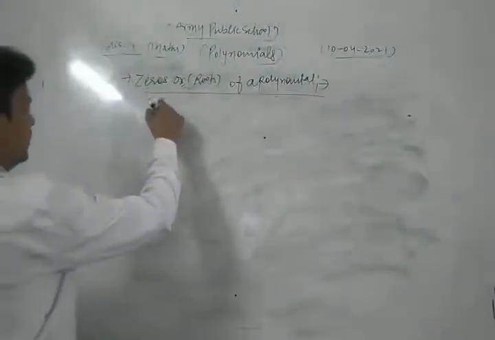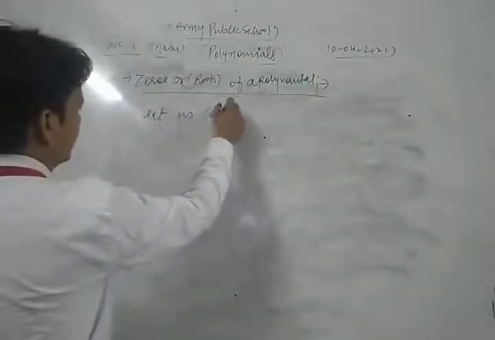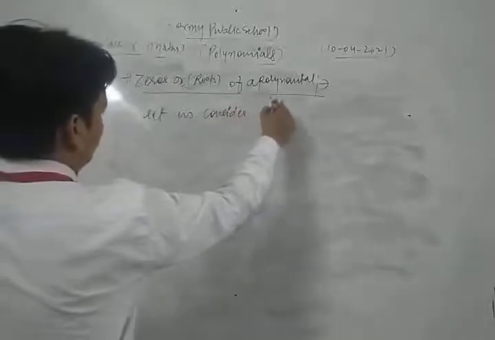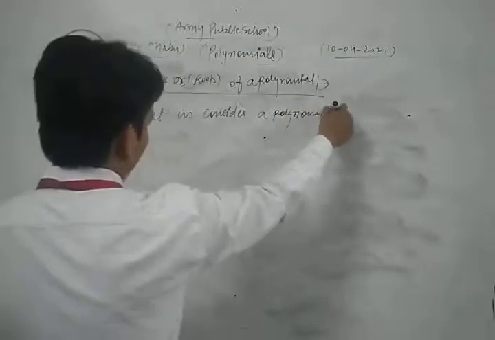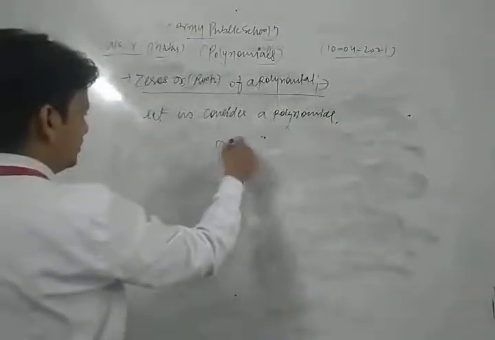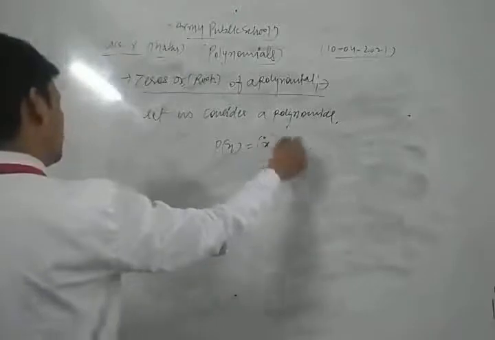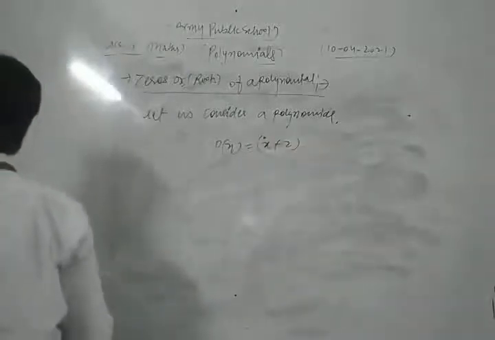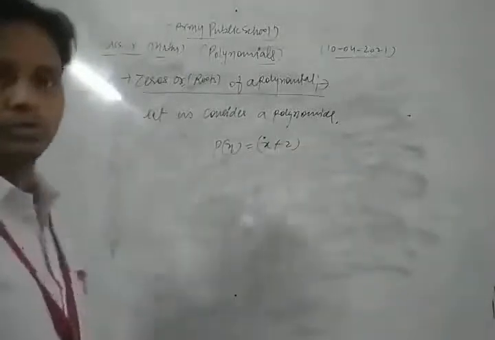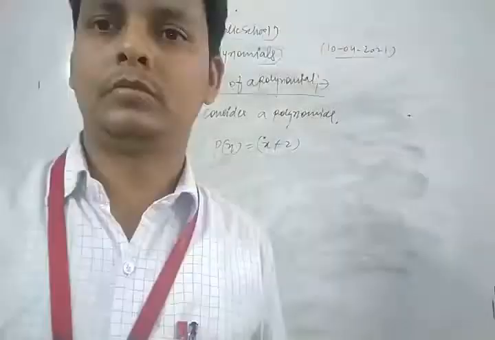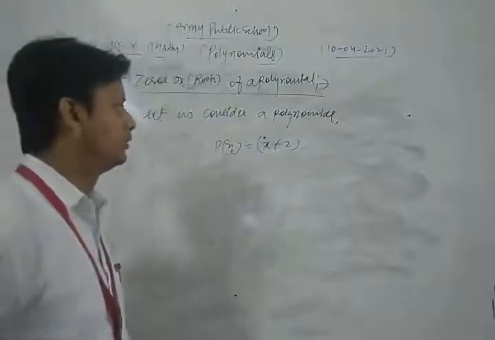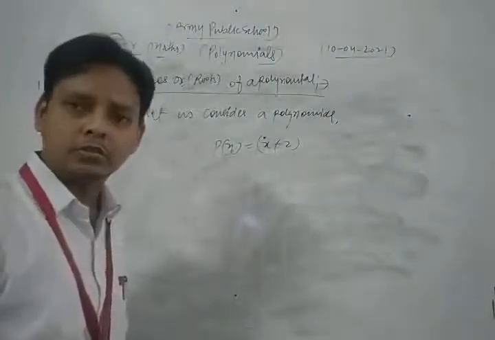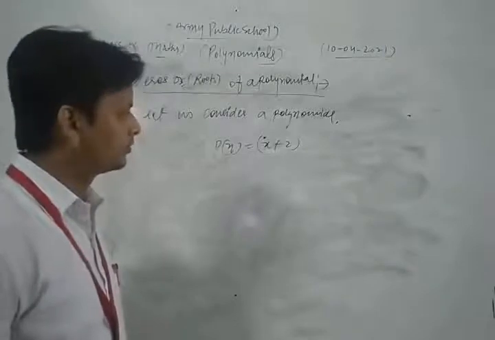Let's see. Dear friends, let us consider a polynomial, a linear polynomial, p(x) is equal to x plus 2. So let us consider the polynomial p(x) is equal to x plus 2. Now let's see.